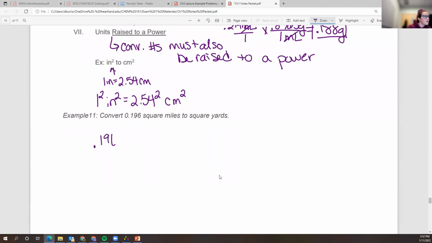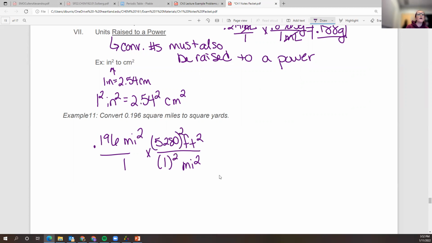So I'm going to start with my number. Square miles would be square miles over 1. Okay, now I want to go to square yards. Now, I don't actually know how many yards are in a mile. I do know how many feet are in a mile, and then how many feet are in a yard. So I'm actually going to go to feet first. So I want miles squared to turn into feet squared. Now I know that there are 5,280 feet in 1 mile, but in a squared one, there are 5,280 square feet in a square mile.